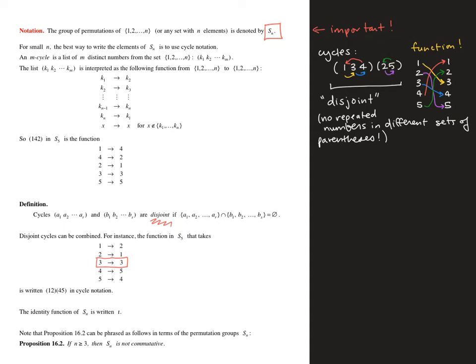Now, if you'll indulge me and look back over at the notes, we can combine disjoint cycles, and that's what we did in our little example. The example on the page is we have a function that switches 1 and 2, a function that switches 4 and 5, and 3 gets fixed. And so to write this in cycle notation, we're going to write it as (1 2)(4 5), but because 3 doesn't go in, we're just going to omit it.